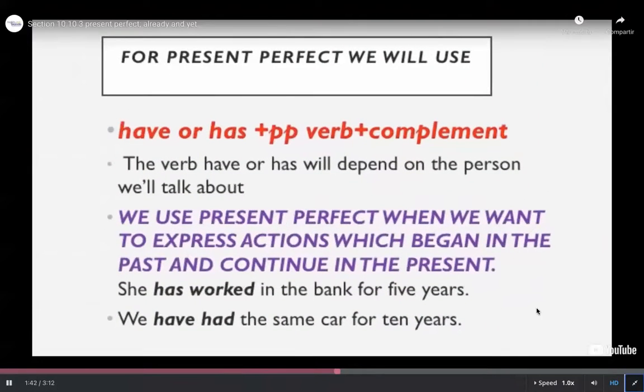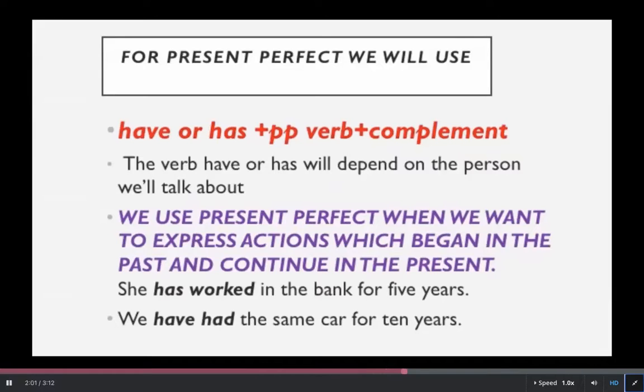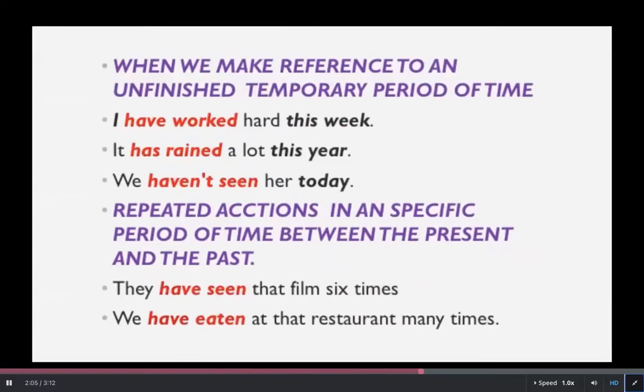For present perfect, we will use have or has plus past participle verb plus complement. The verb have or has will depend on the person we will talk about. We use present perfect when we want to express actions which began in the past and continue in the present. Example, she has worked in the bank for 5 years. We have had the same car for 10 years.